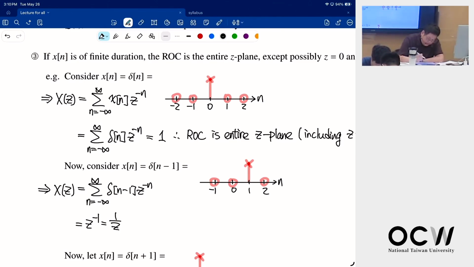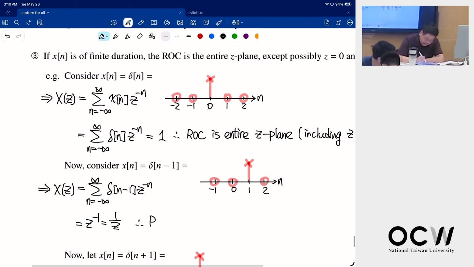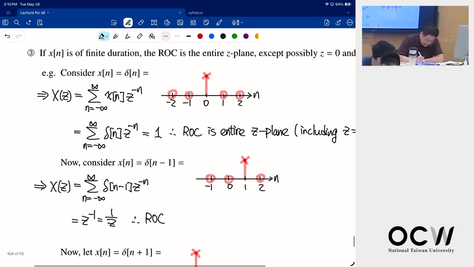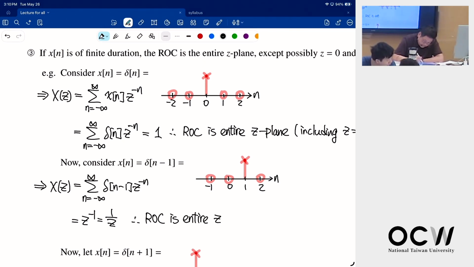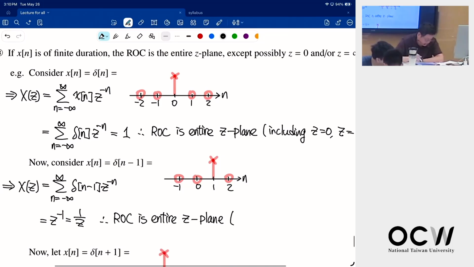Then what is the region of convergence? Still the entire Z plane, right? But when Z equals 0, that's a pole in the denominator, so it will blow up. So our region is the entire plane, but except Z equals 0. So not including Z equals 0.